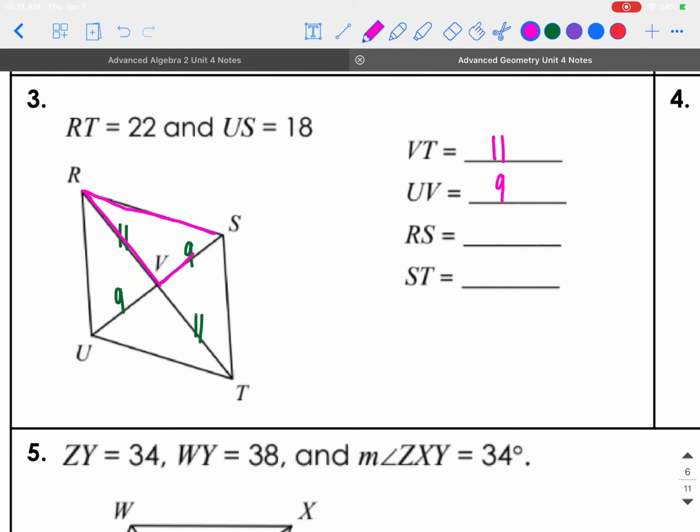We're going to have to do the Pythagorean theorem. This time we don't have the hypotenuse. We don't have the C. So we do 11 squared plus 9 squared equals C squared. 11 squared plus 9 squared is 202. And then if we take the square root, we get 14.2 equals C. So RS is 14.2, which means that ST is also 14.2, because all four sides are the same.